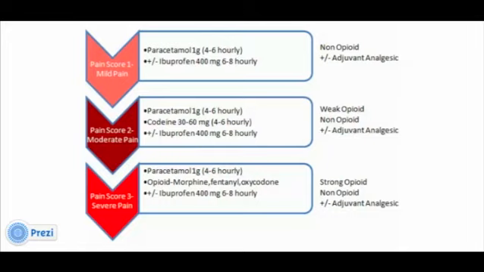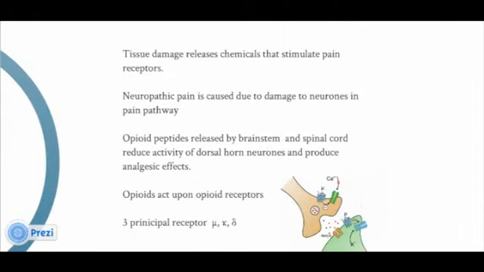Going on to the physiology of pain, damage to tissues causes the release of chemicals, primarily bradykinin, prostaglandins, and ATP, and these stimulate pain receptors that initiate firing at the dorsal horn of the spinal cord. Neuropathic pain is described as a shooting or burning sensation, which is caused by damage to neurons in the pain pathway and hence does not respond to opioids.